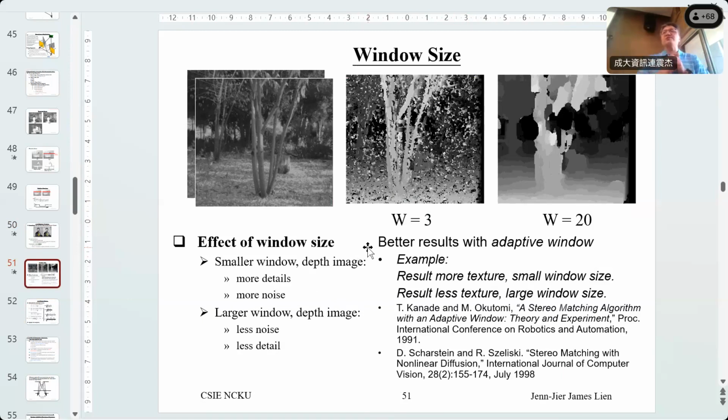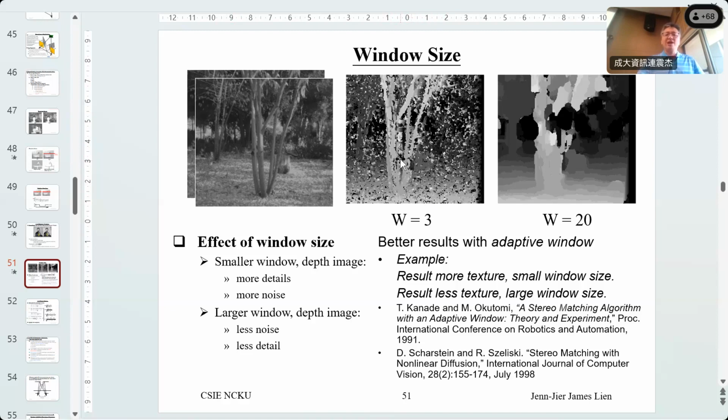What's the window size you want to have? Usually the window size is 3 by 3. 5 by 5 is a little big, but sometimes 5 by 5, but that will take time. So 3 by 3 is better. And you search along the epipolar line. This is just for example. The window size is important. If the window size is 3 by 3, in this stereo, you'll find the disparity, the depth, exactly this way.